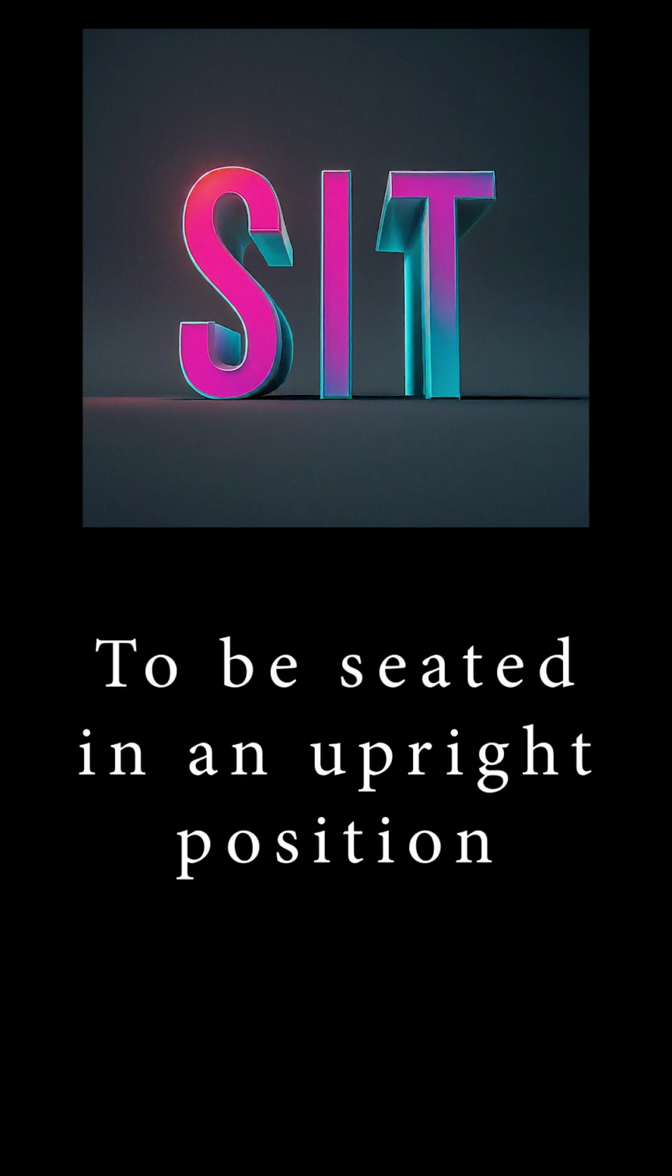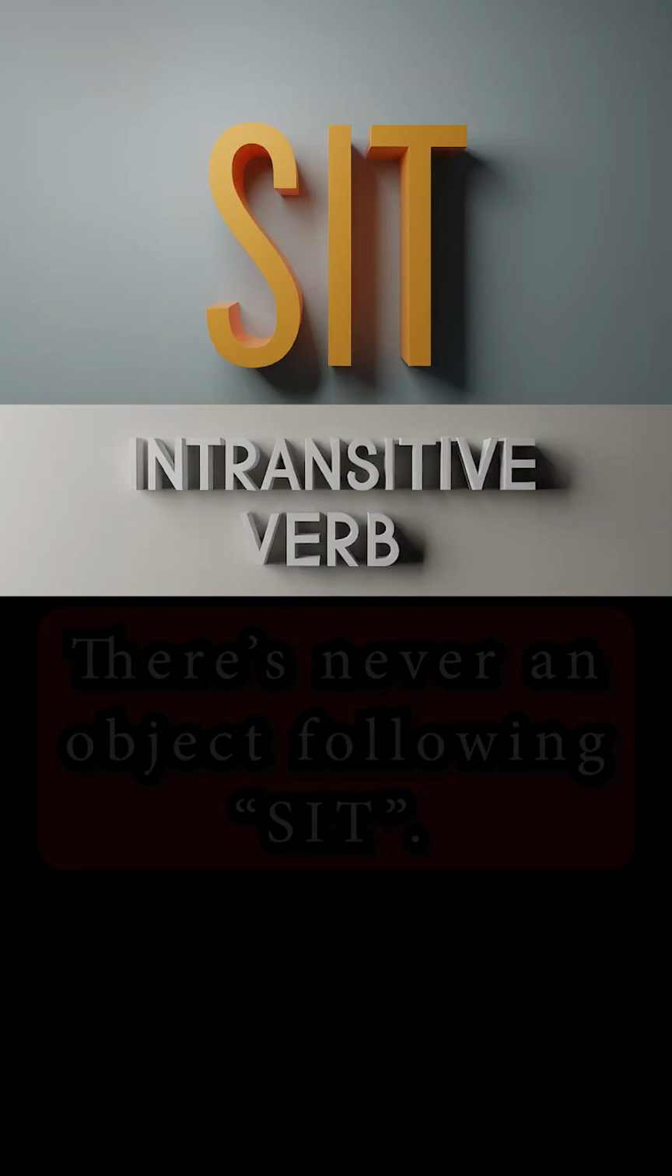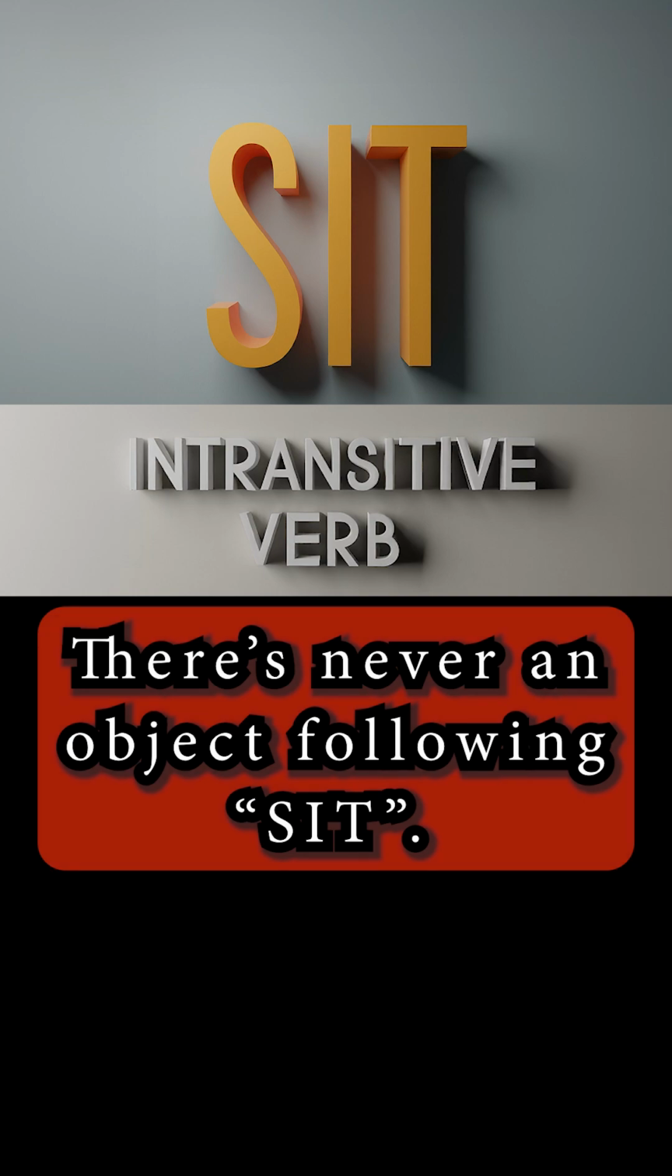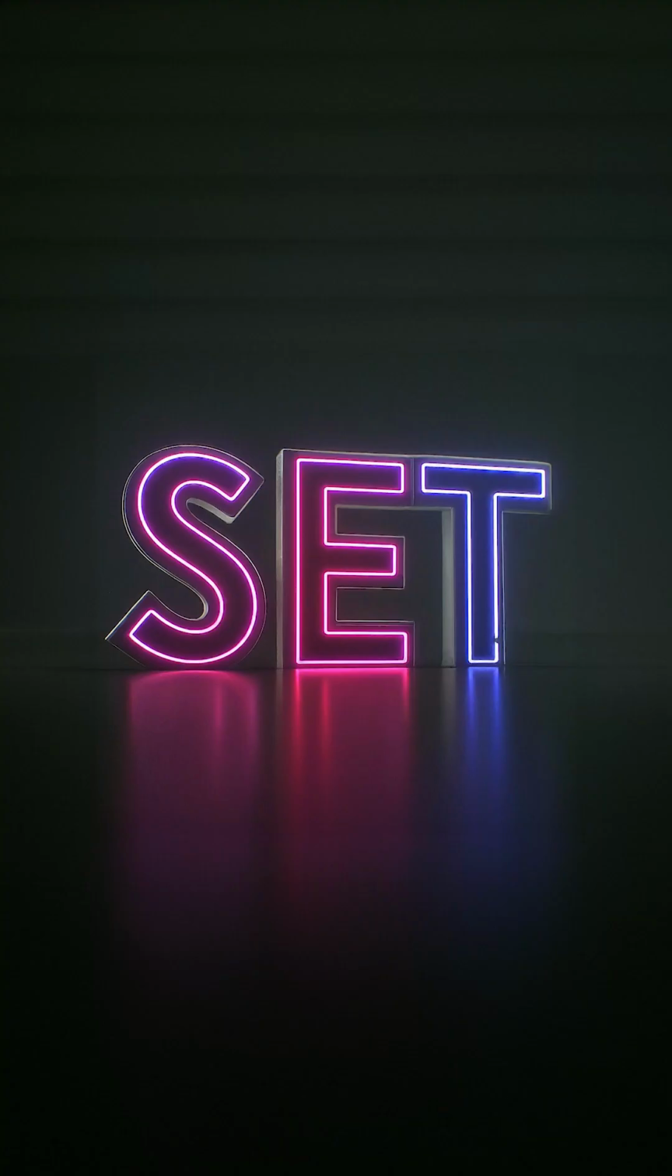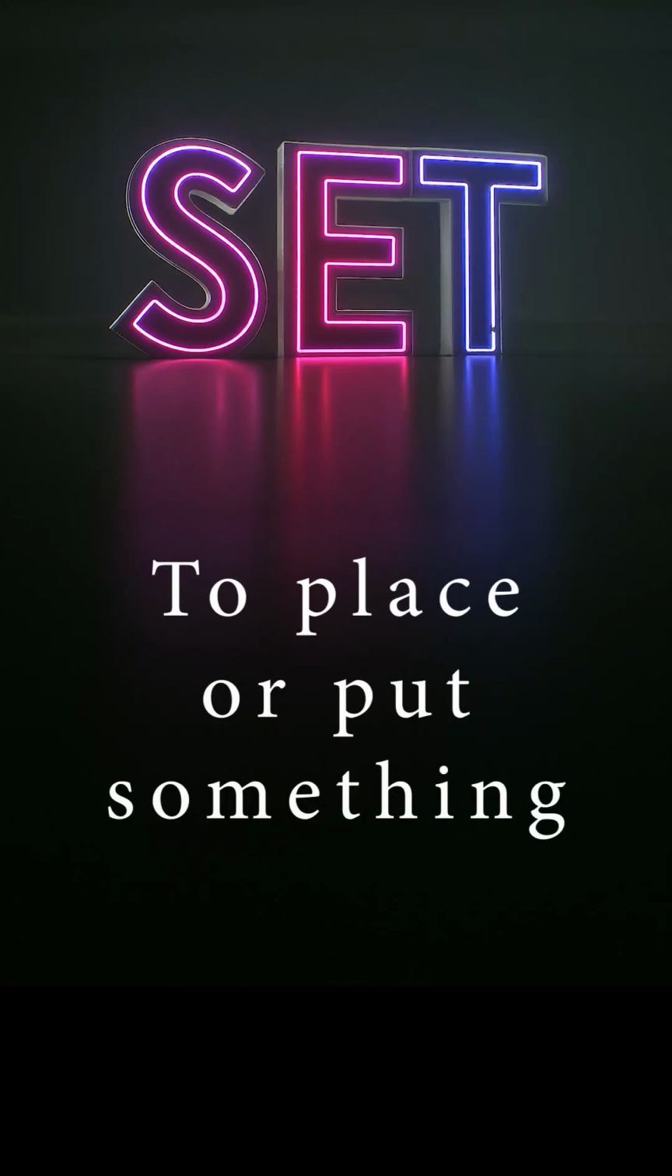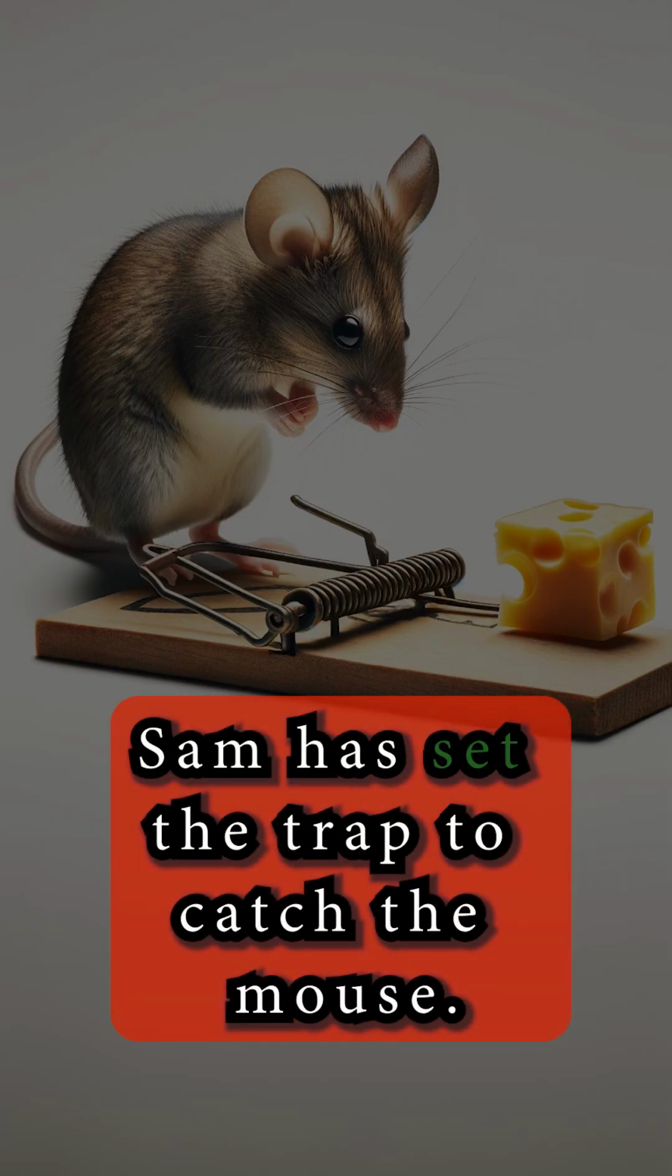So in summary, remember, S-I-T means to rest or to be seated in an upright position, and it's an intransitive verb. Set, on the other hand, S-E-T, is a transitive verb. It answers whom or what after the verb, and it simply means to place or put something, as in, Sam has set the trap to catch the mouse. And it's just that simple.